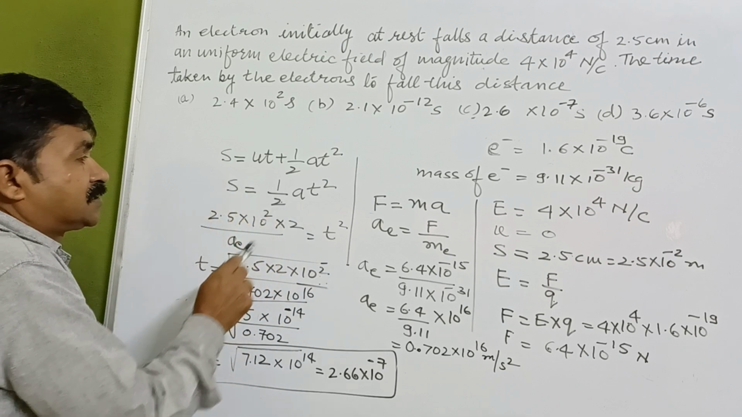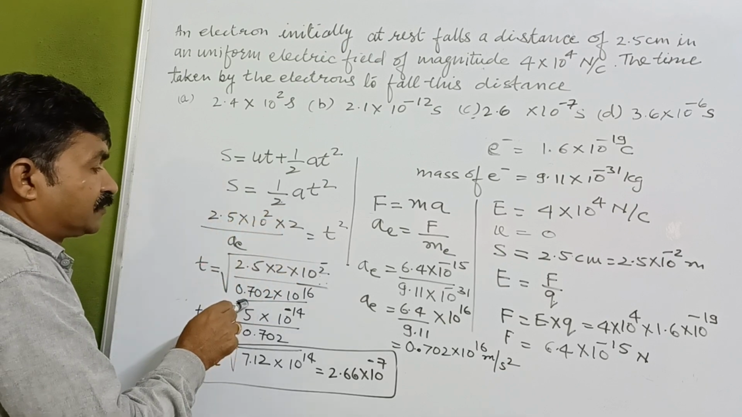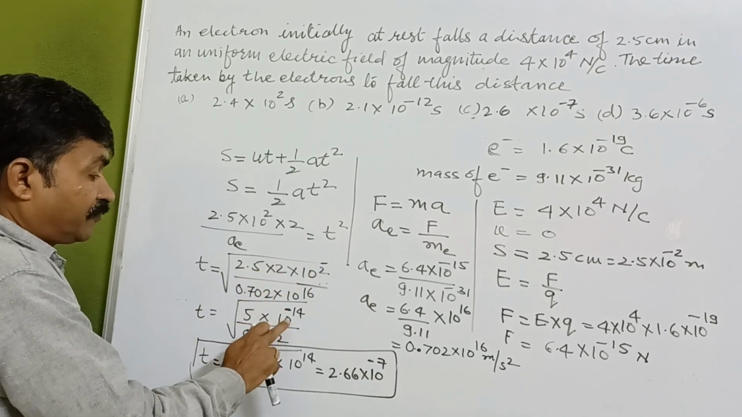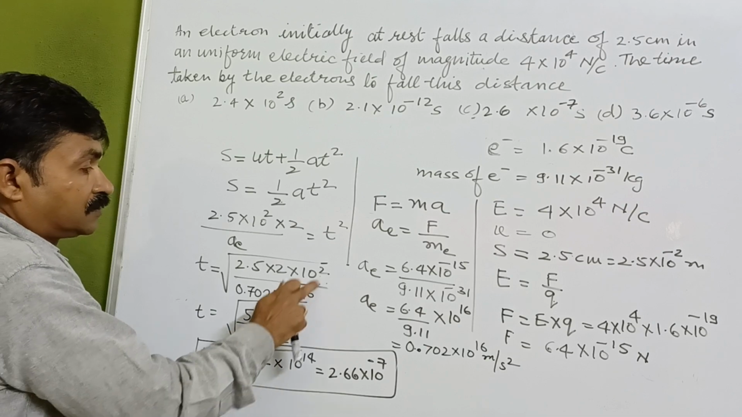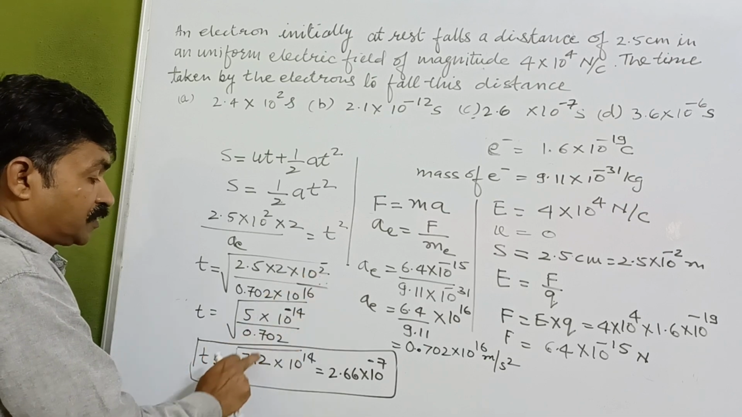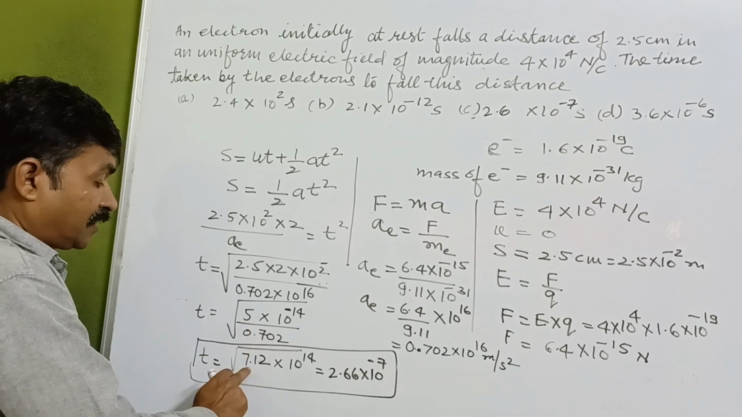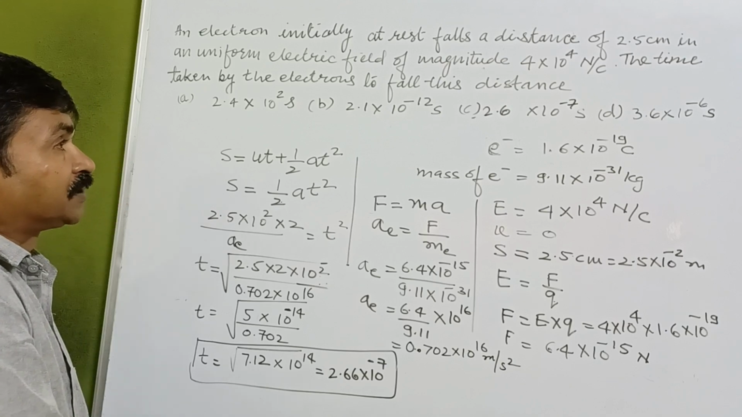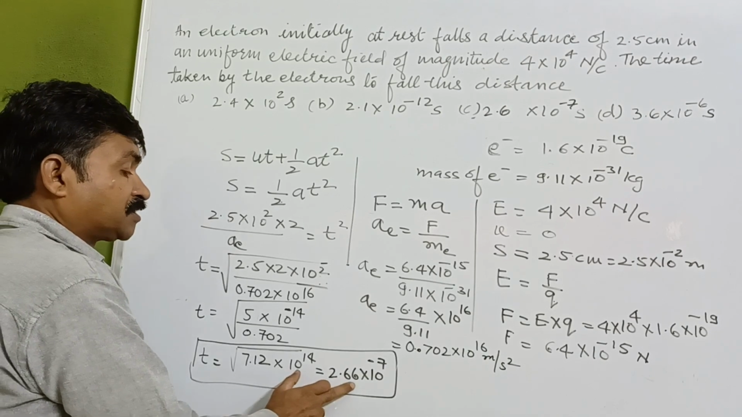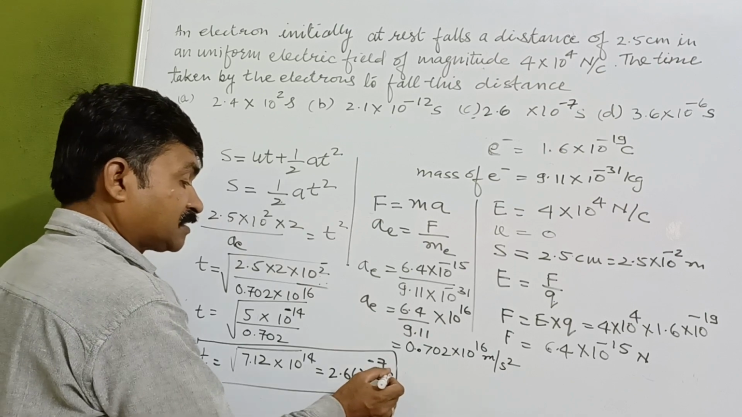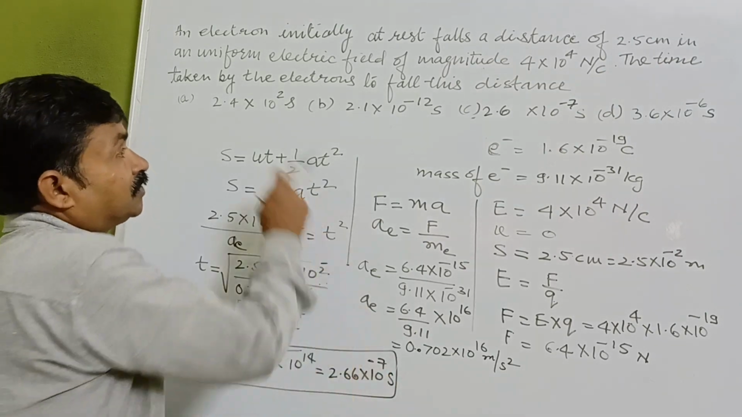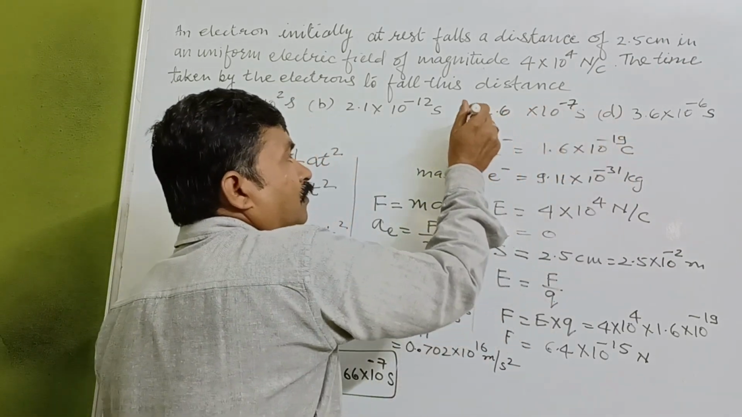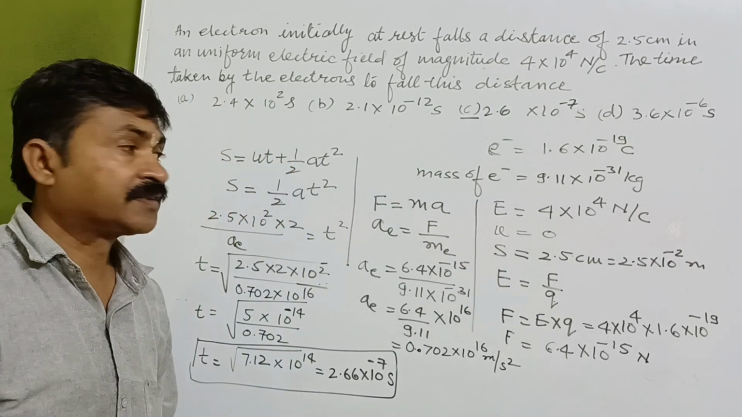2 multiplied with this, with A substituted here, gives T square. We calculate 5 into 10 raised to the power minus 2 divided by 0.702 into 10 raised to the power 16, so finally we have under root 7.12 into 10 raised to the power minus 14. So we get 2.66 into 10 raised to the power minus 7 second. Among the options 2.4, 2.1, 2.6 and 3.6, the correct answer is this.